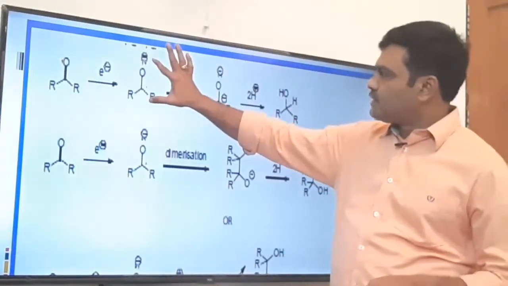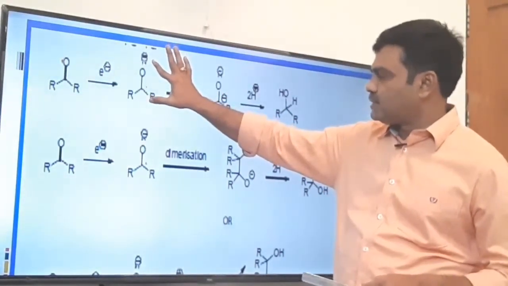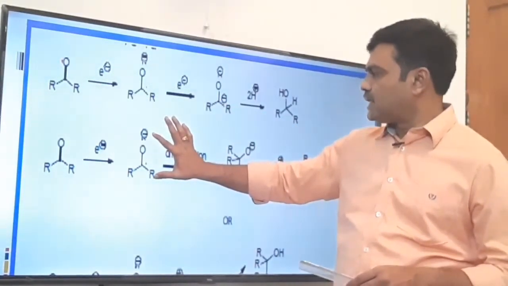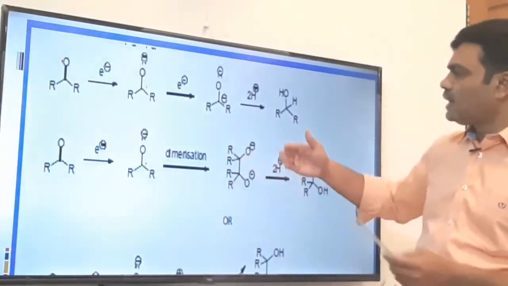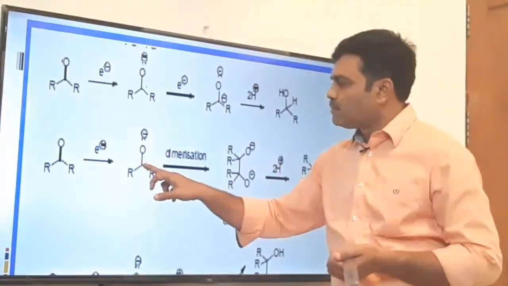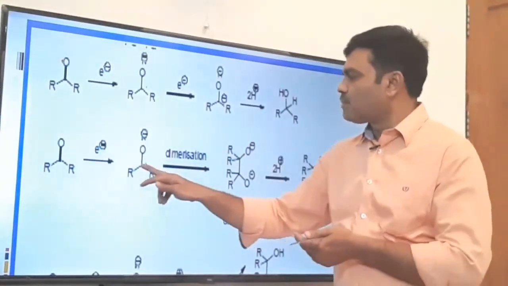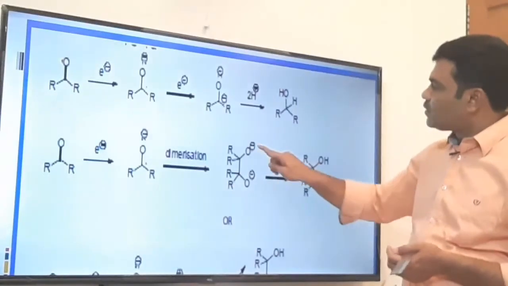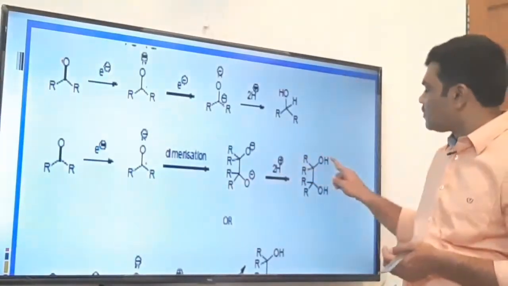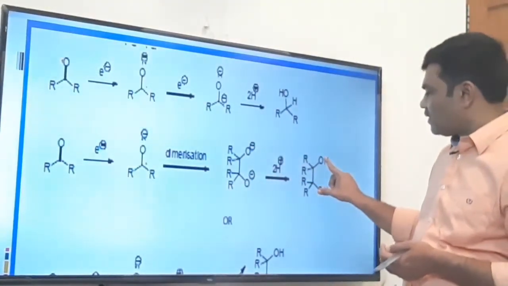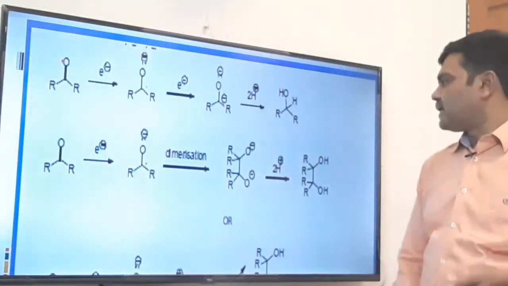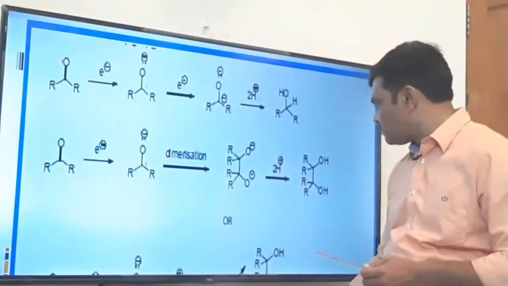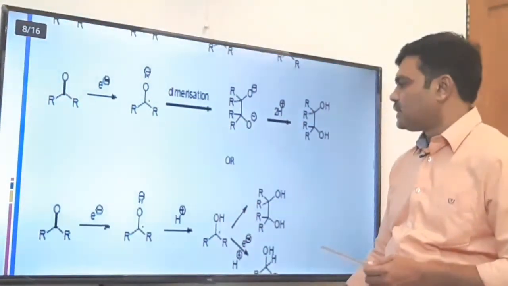Now at this stage, there may be the possibility of dimerization. When this alkoxy radical anion is formed, two such alkoxy radical anions may combine, this carbon free radical and the other carbon free radical, and a carbon-carbon bond formation takes place. Finally after protonation, both get protonated, and we get the diol. Vicinal diol is obtained. So either we get the secondary alcohol, or there may be the possibility of formation of a diol in this case.